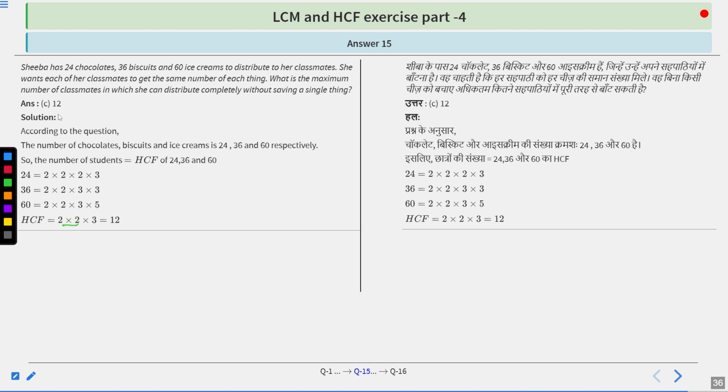Apart from that, 3 is also present in all the factors, but the minimum power should be taken to find the HCF. So 3 is present with the minimum power 1 in the factors of 24. So into 3. Apart from that, 5 is only present in the factors of 60, but not in the factors of 36 and 24, so 5 can't be taken into consideration. So 3 into 2 into 2, that is 12, is the correct answer. Option C.